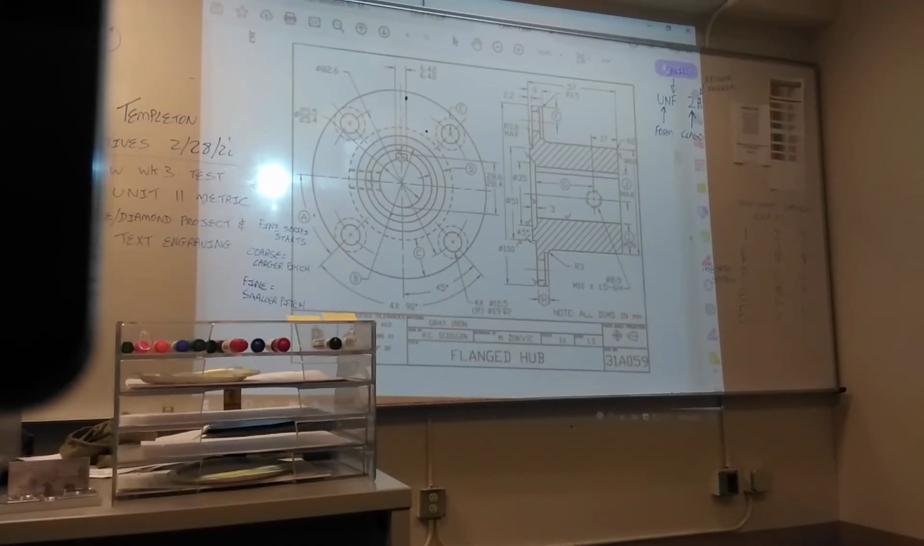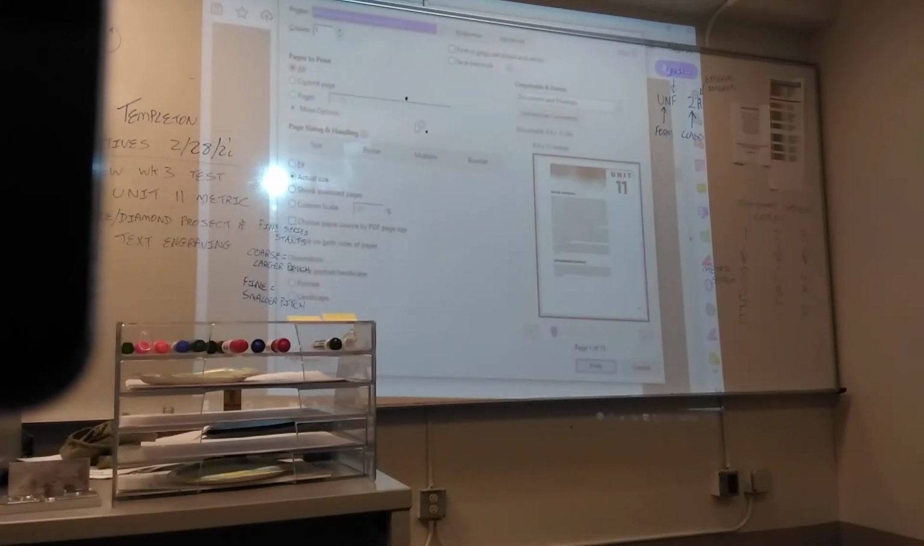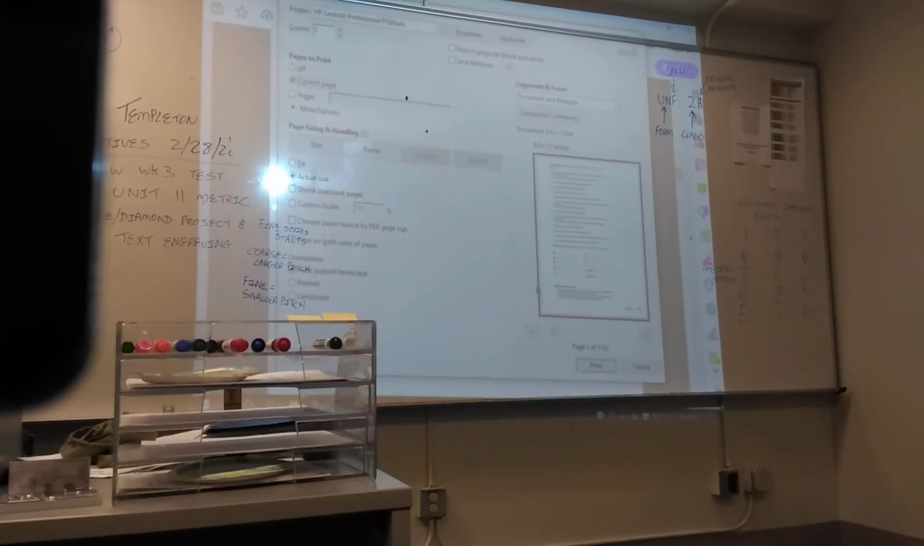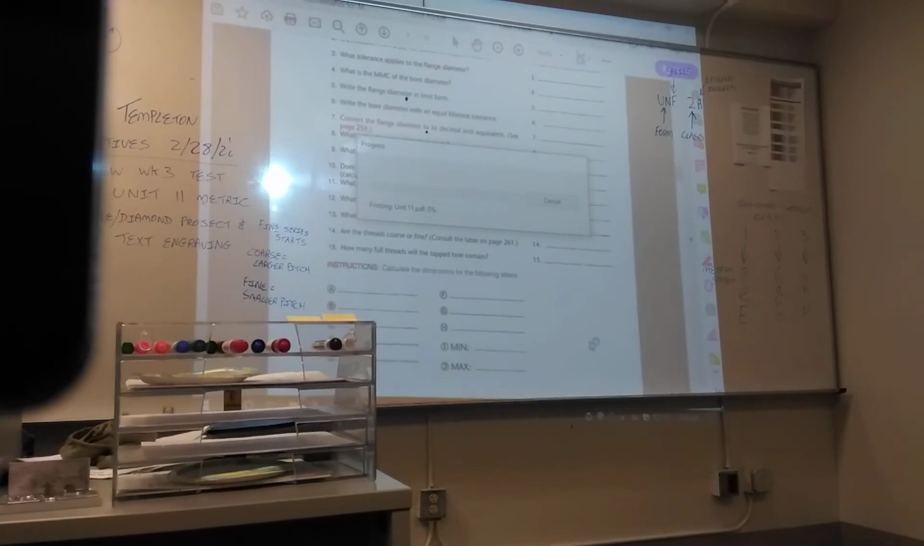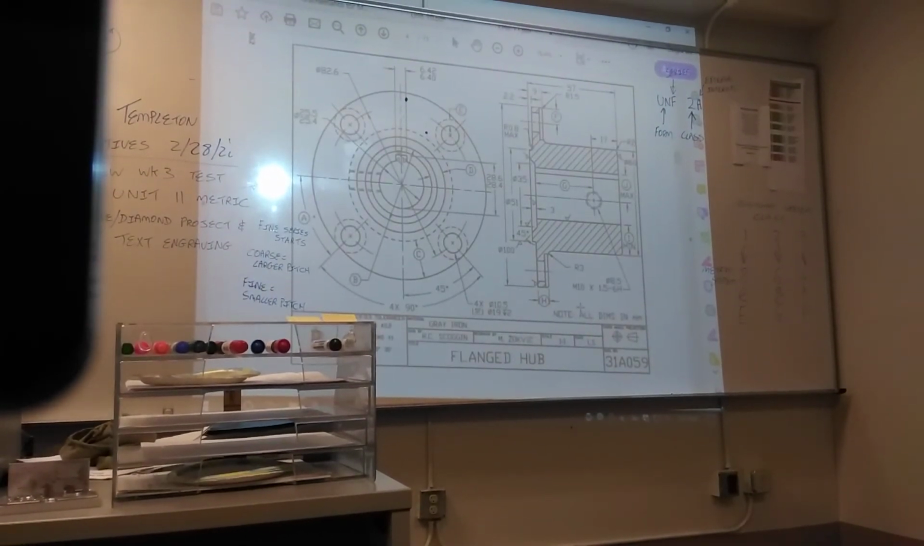This one? So in the bottom right, we have a note. What does the note tell us? All dimensions are in millimeters. We have two views.